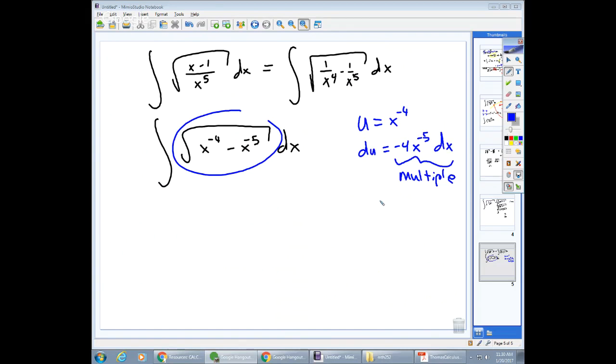It's got to be an integer multiple. Or no, it doesn't have to be an integer multiple. It just has to be a constant multiple. Yeah, so any constant multiple is okay here, provided the x to the fifth is a multiple of the whole thing over here. And we don't have that.